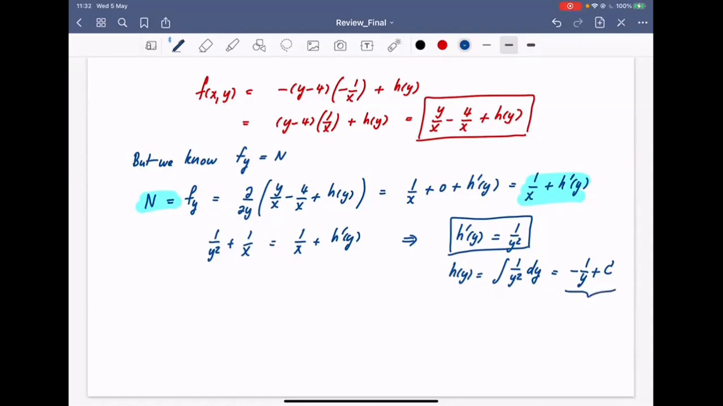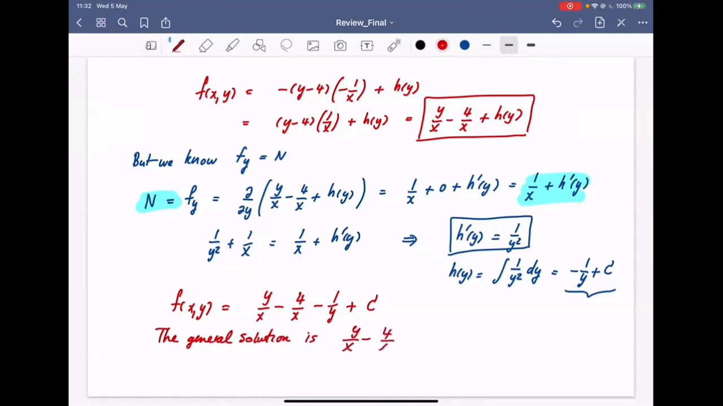Once you get h(y), you get back to f(x,y) here. And then you get y over x minus 4 over x minus 1 over y, plus some constant. You do not need to be worried about the constant because it's going to group into just another constant. You can call it C as well. Okay, you have everything you want here. So the general solution is y over x minus 4 over x minus 1 over y equals some constant C.